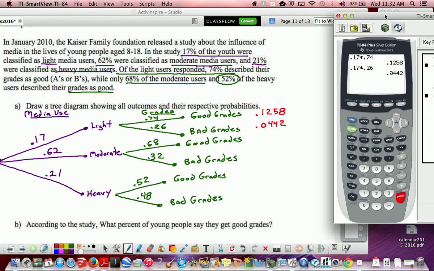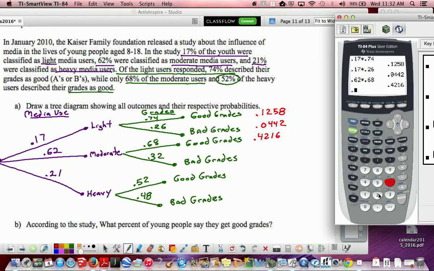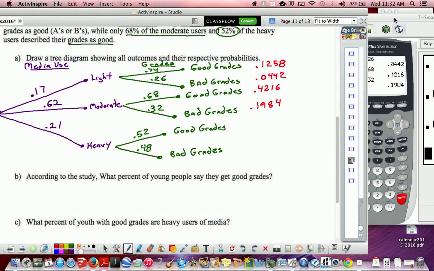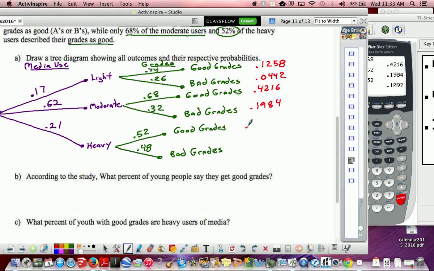So I do the same thing for the next set. So 0.62 times 0.68. So 0.4216. And then for the next one, 0.62 times 0.32, 0.1984. I can just do a quick check again. Do these two add up to 0.62? And they do. Do the last two, 0.21 times 0.52, 0.1092.